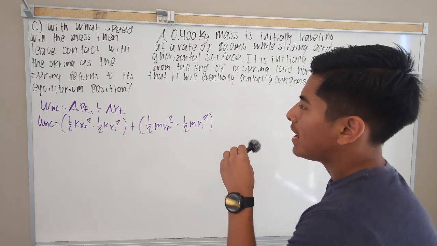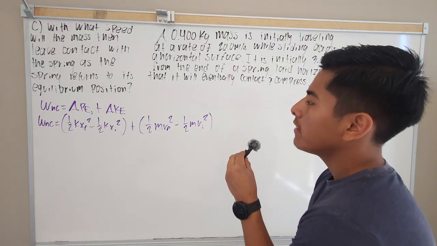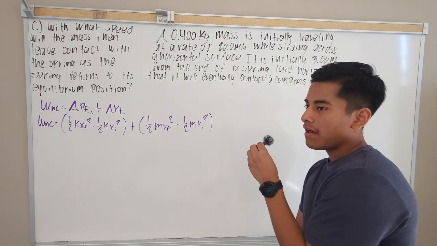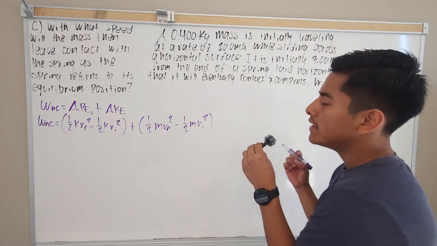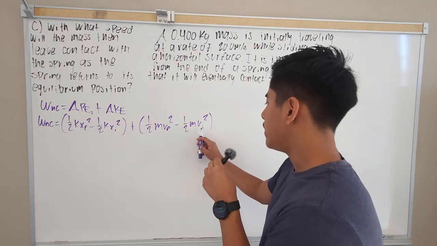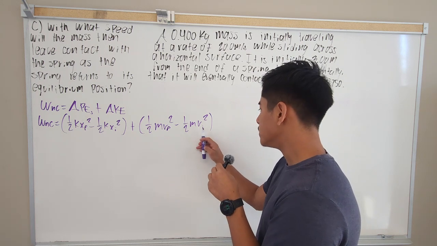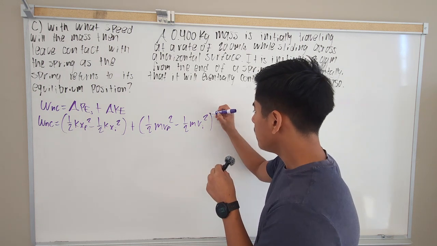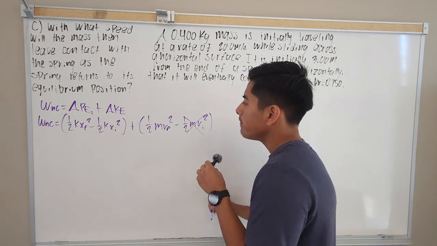With what speed will the mass then leave contact? Okay, so it's going to have a speed at the end, but at the beginning it has no speed or no velocity. So the initial velocity is going to be equal to 0. If you plug in 0 right there, that whole thing will just cancel out.